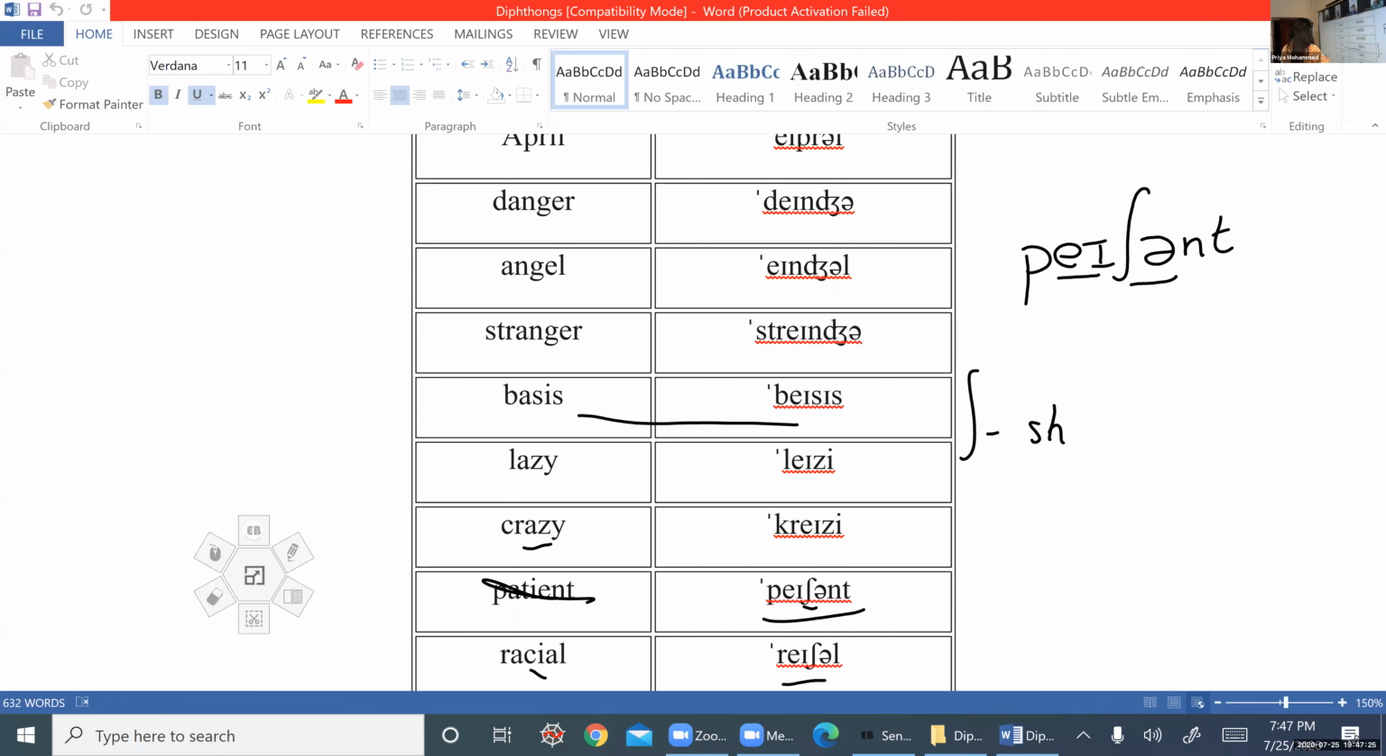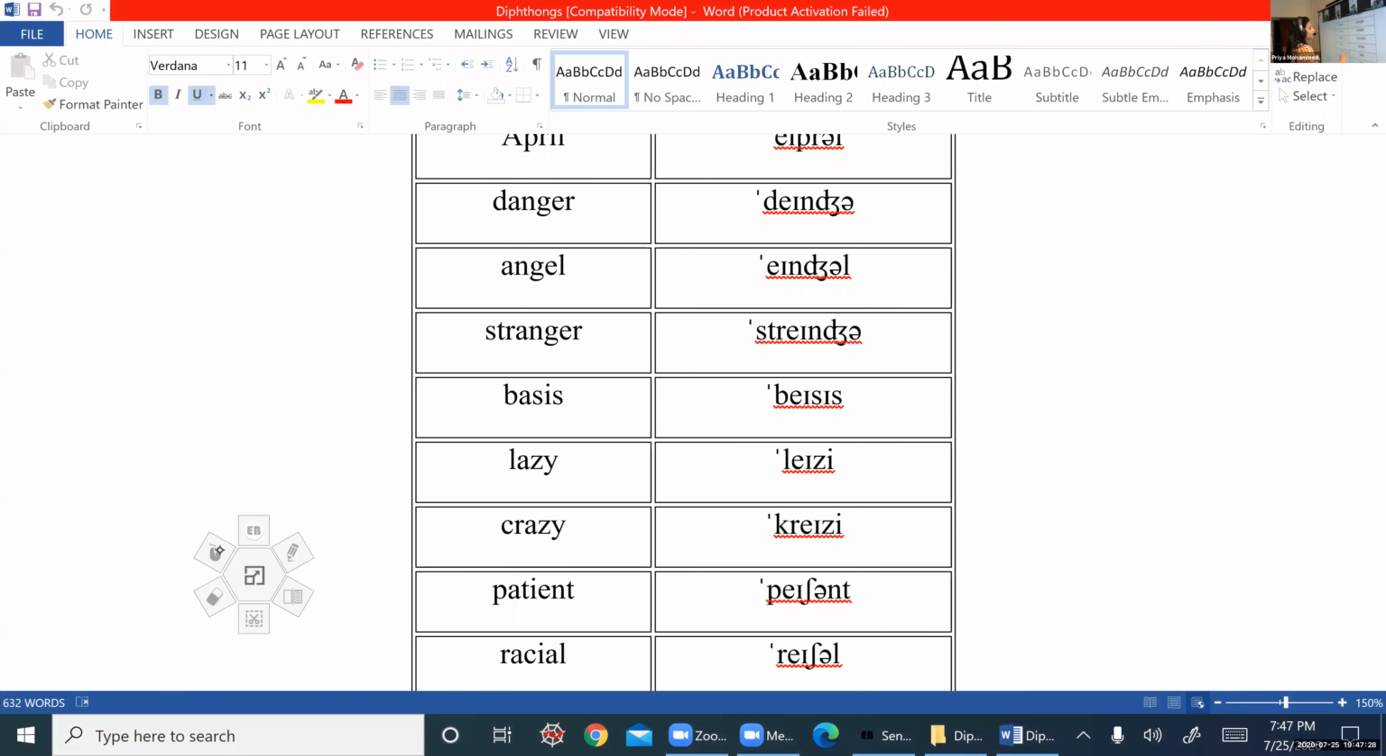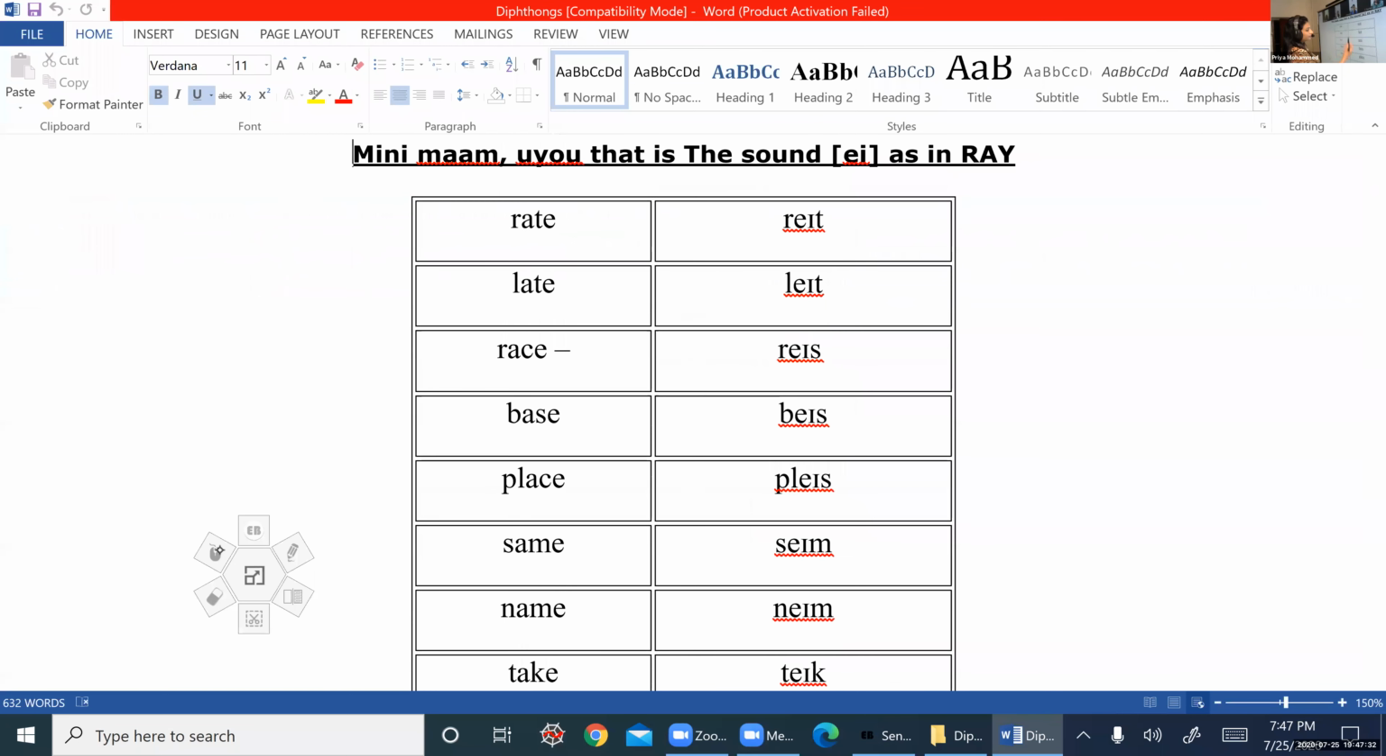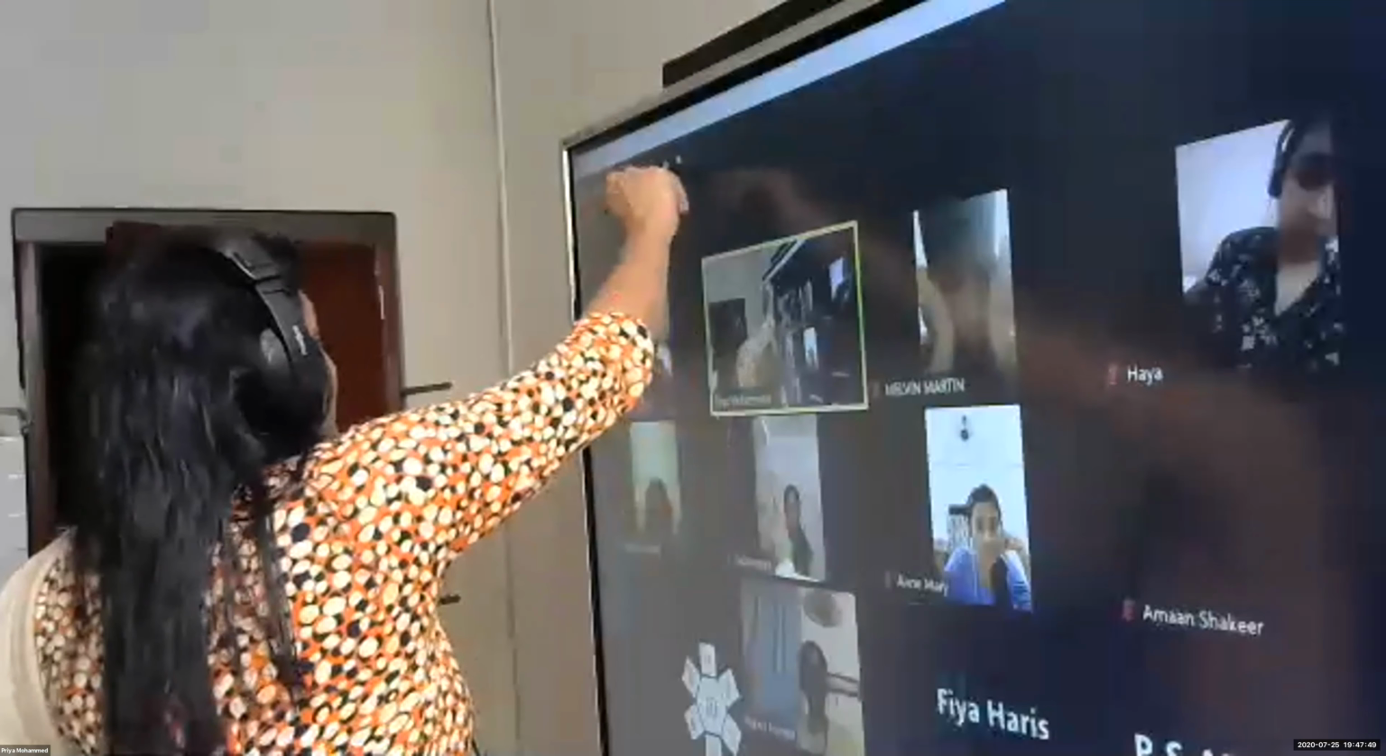So I'll just do one thing. I'll scroll it. Take pictures. I told you already to keep on writing when I'm teaching you, but you did not. Now just wait.